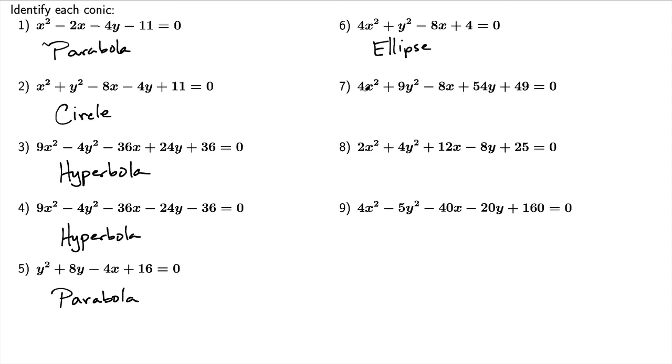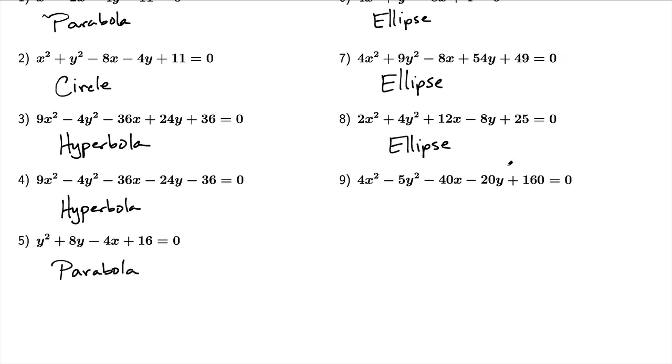For number 7, both are positive and both squared, different coefficients. That is an ellipse. Here, both are positive, both are squared, and they are different coefficients, which is an ellipse. And finally here, we've got both squared but different signs, which immediately means that we have a hyperbola.